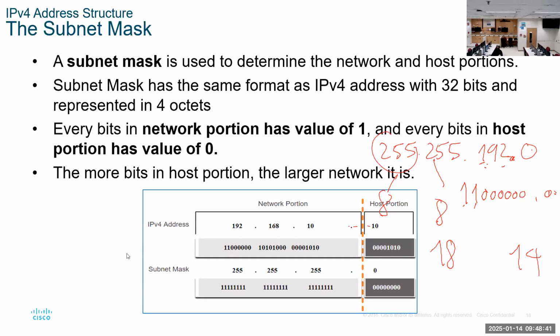That's all. That's why I show you that you have to know how to convert from decimal to binary and binary to decimal. Make sense? Okay? So count how many number 1s, that is the network portion. How many number 0s, that is the host portion. And remember, the more bits in the host portion, the larger the network is. If you got it or not, let me know. Again, it's a very important concept in this class. Any question from you guys, let me know.